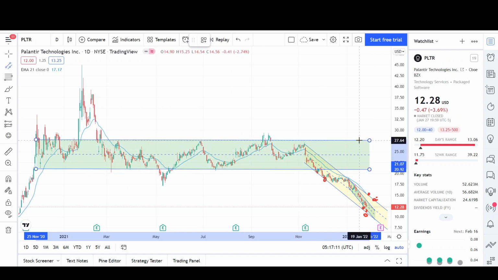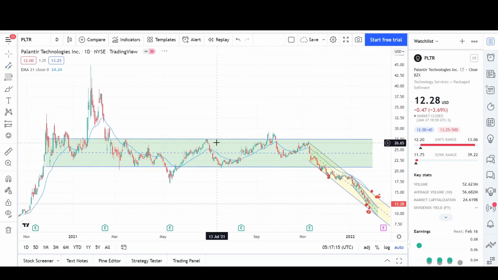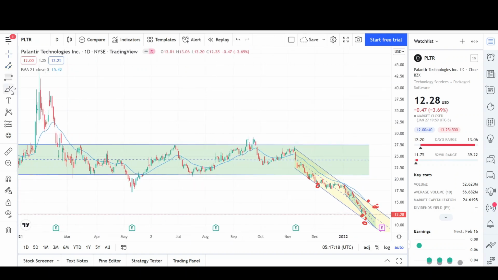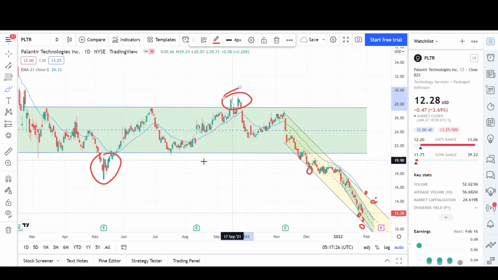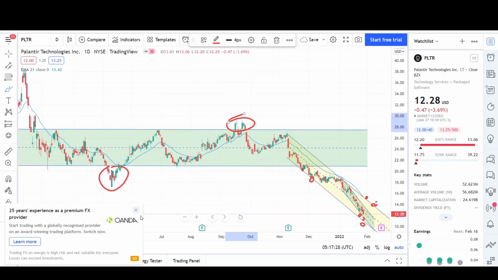So this was the range that Palantir was inside of for a long time. And whenever we get a breakout side of the range and it's successful, see, previously these breakouts outside of the range, these fake breakouts, were not successful. You can see we fell back inside the range. So the range is this sideways action.